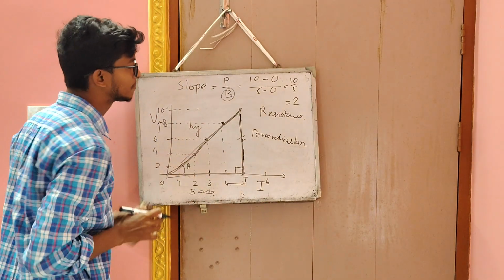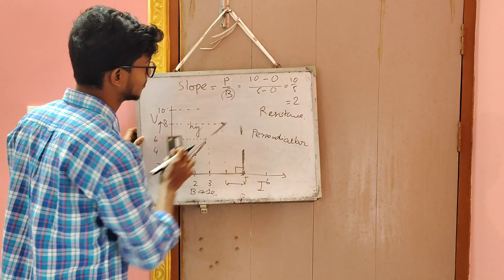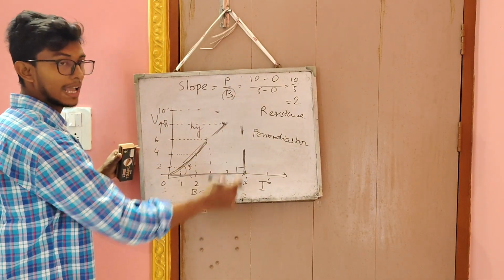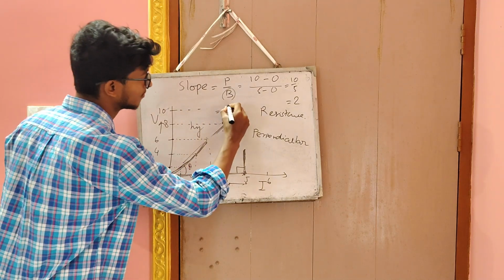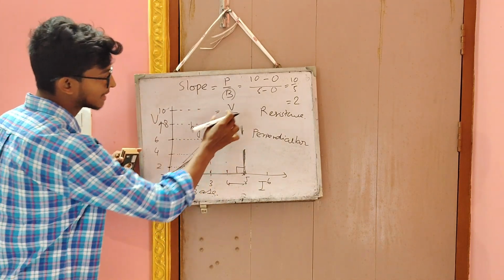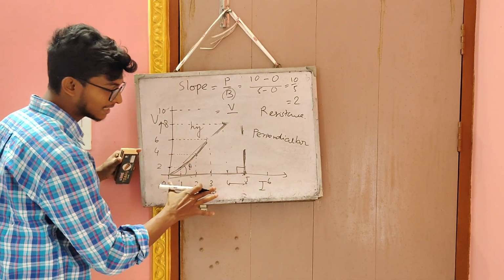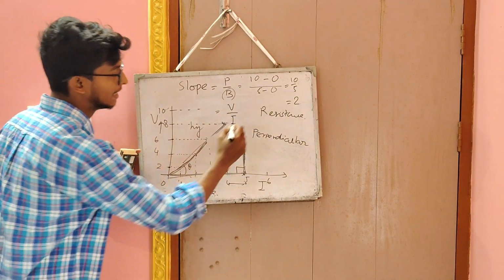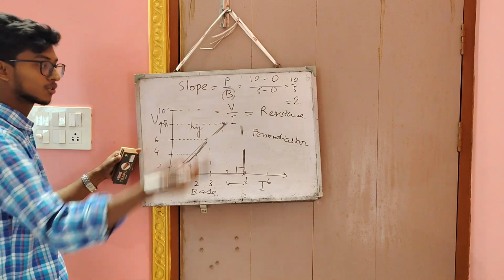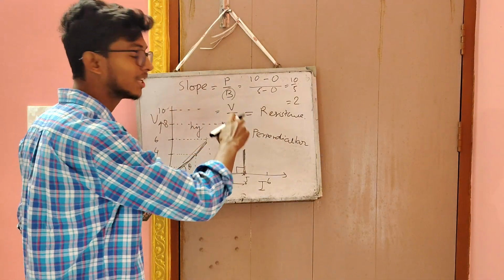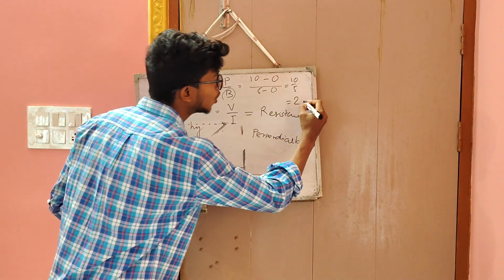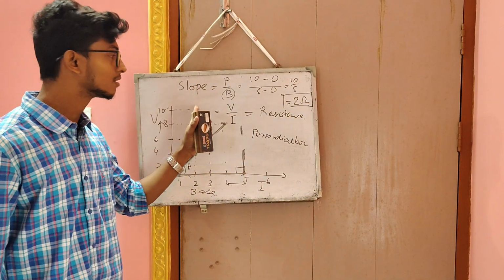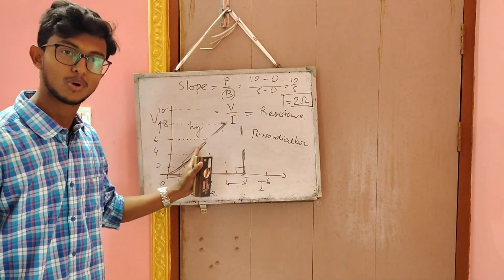P by B. What is P? P means perpendicular. Along the perpendicular, this is voltage, and base means this, that is called current. So V by I is equal to resistance. So we get the resistance from this graph, that is 2 ohm. Clear? So we get the resistance from this slope. Okay.